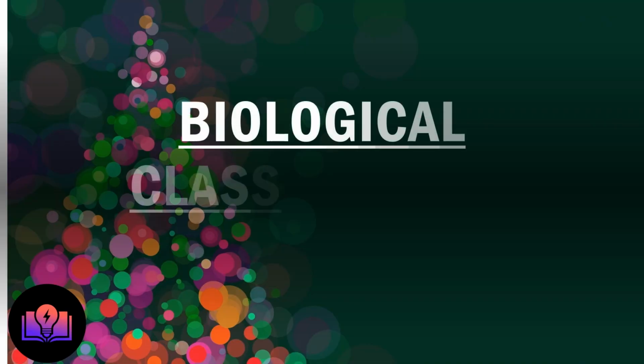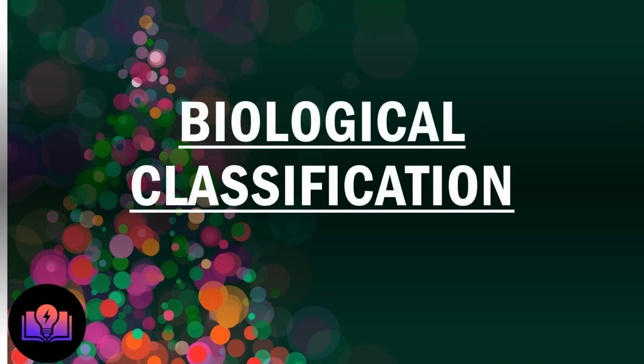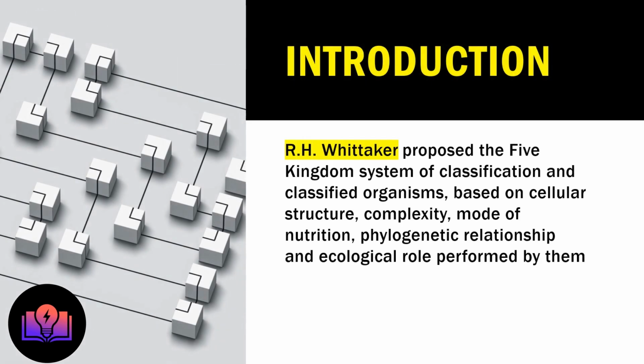Biological classification. The process of grouping together various organisms according to their similarities, dissimilarities, and phylogenetic descent is known as biological classification. There have been various attempts to classify organisms. The earliest was by Aristotle, who classified plants into herbs, shrubs, and trees. He classified animals into two groups, based on the presence and absence of red blood.